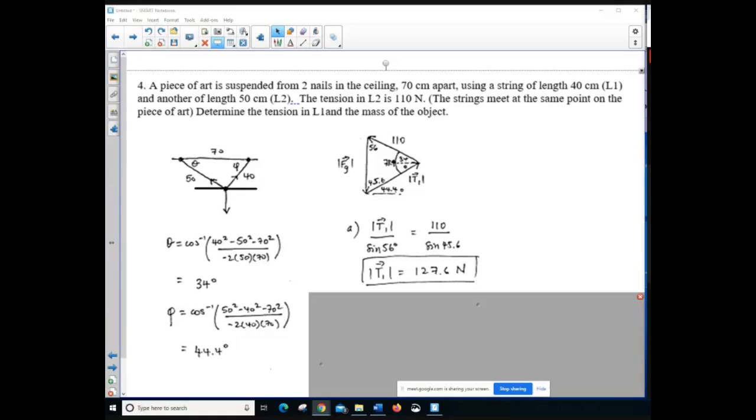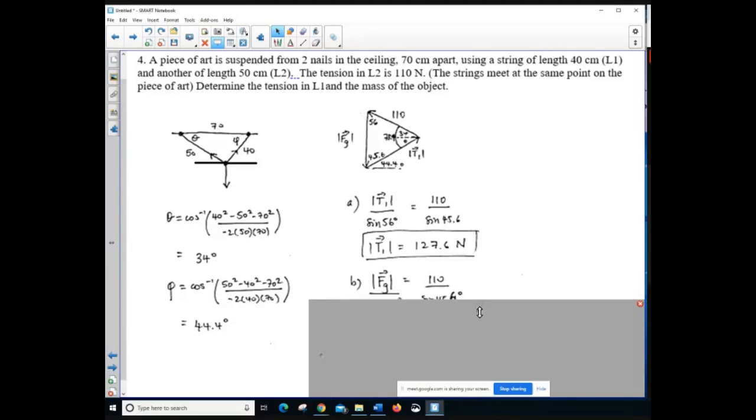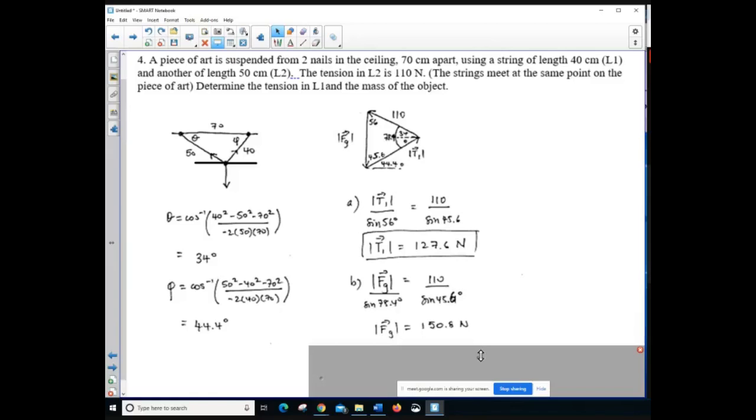And of course, once you know two angles, you actually know all three of them. Okay, so the shape of the triangle is set already. Okay, so here's my tension in string 1. Okay, and of course, I'm going to find the force due to gravity, but that's not actually what I'm looking for. So there's my force due to gravity. Okay, again, using the sine law, but I'm looking for the mass.